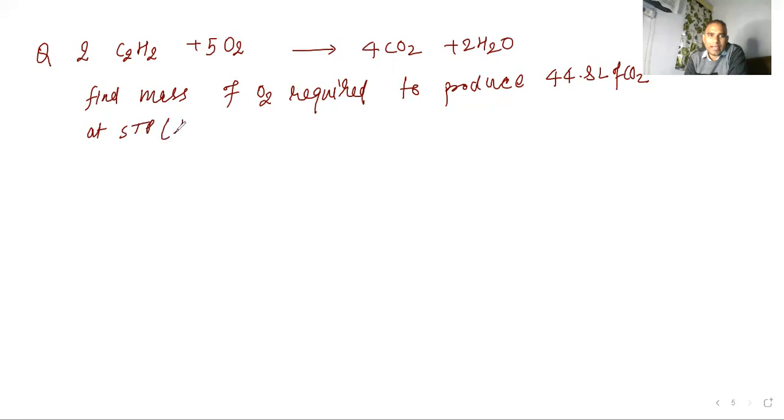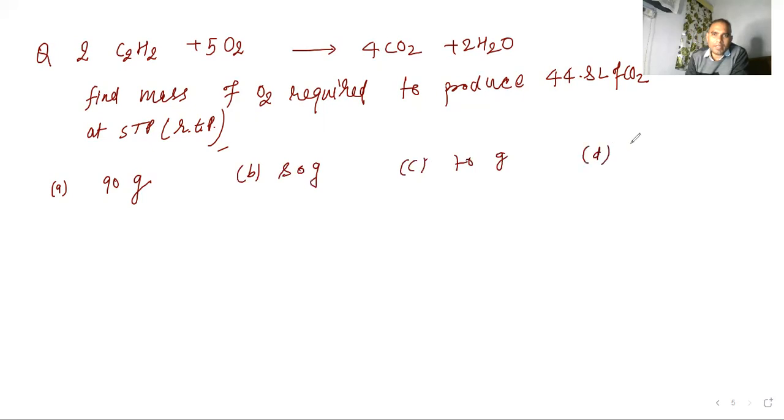You can write RTP. RTP means room temperature pressure. Here in India we use STP. You people use RTP sometimes, or you can use NTP, normal temperature pressure. So they are giving options. Let me calculate the option. 2.5 multiplied by 32 is 80 gram. Option A is 90 gram, B is 80 gram, C is 70 gram, and D is 60 gram. So let's try to solve this problem.